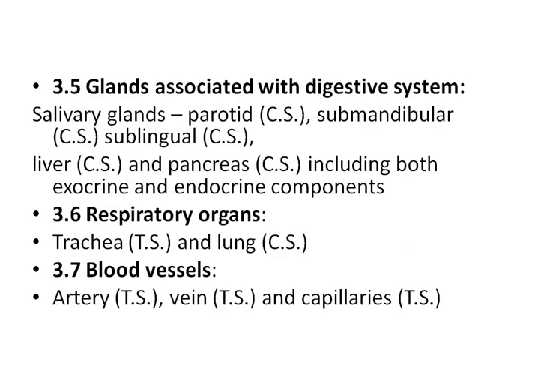Then glands associated with the digestive system. Here we study the histology of salivary glands: parotid, submandibular and sublingual. Histology of liver and pancreas with reference to exocrine and endocrine components. Then respiratory organs, histology of trachea and lung. Then histology of blood vessels like artery, vein and capillary.